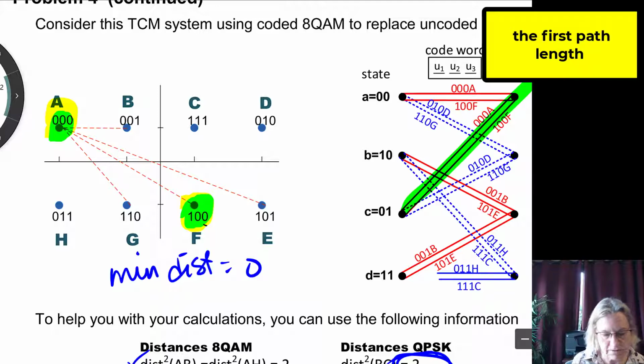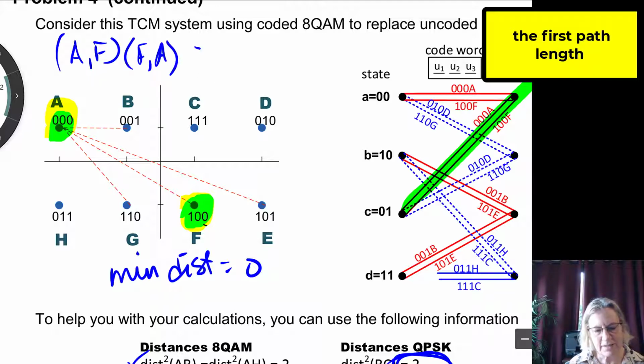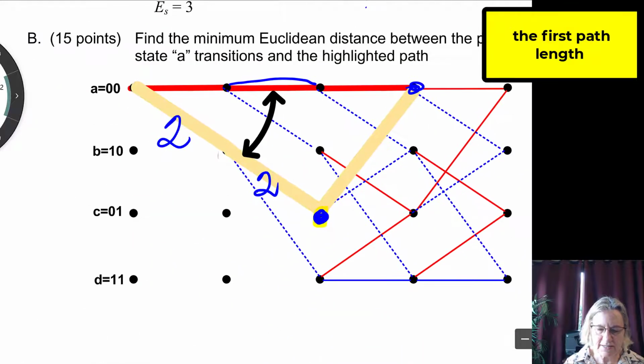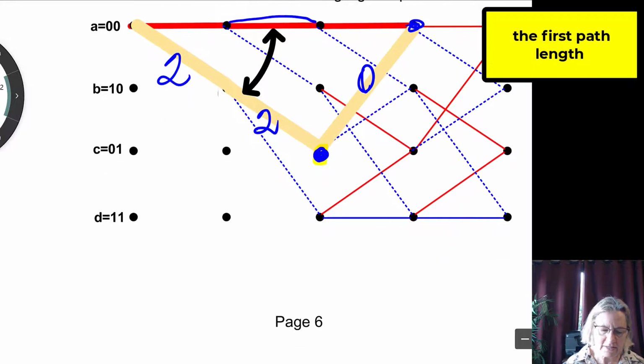Because, of course, if I did, the distance from A to F would be the same as the distance from F to A. But that's always greater than the distance from A to A or the distance from F to F. And this distance is just 0. So now I go down and I say the distance on this transition is 0. So now I've gotten the path metrics at each one of the points, and it's time to do the branch metrics.